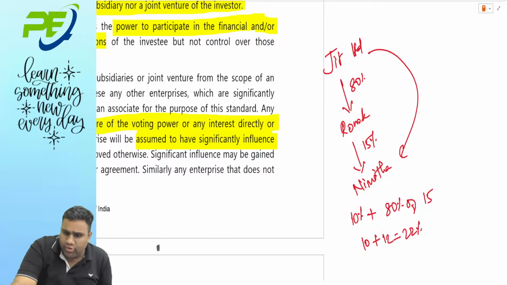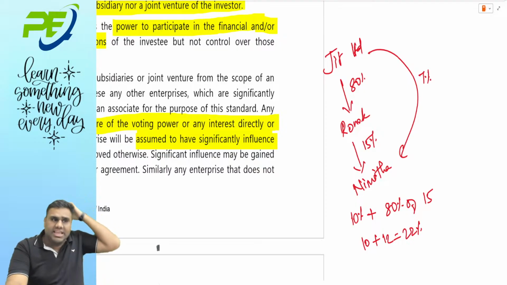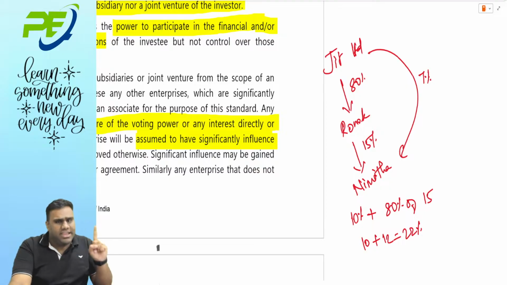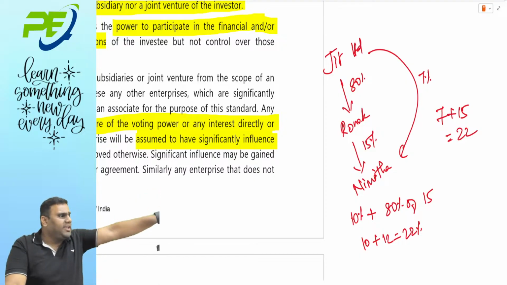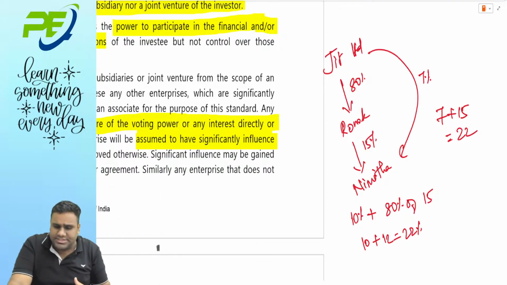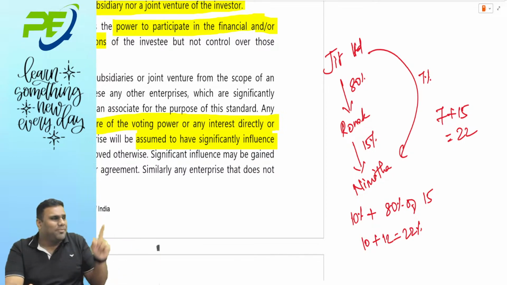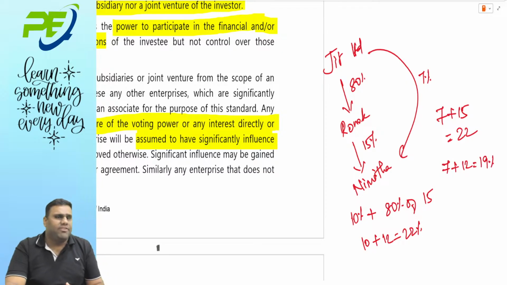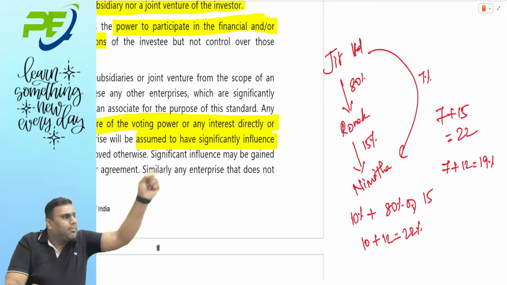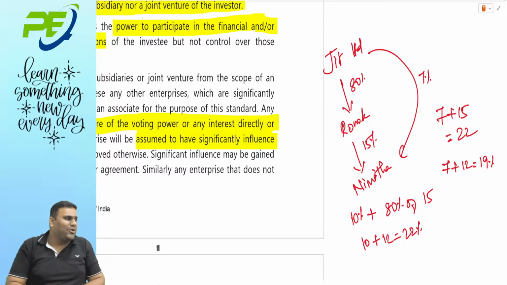Let's say I'm holding only 7% here. Will Nimita still be my associate company? The answer is yes, because 7% directly and 15% indirectly makes 22. But for the purpose of consolidation, the percentage will be 7 plus 12, which is 19%. It is an associate company, but for the purpose of consolidation, we will take only 19%.